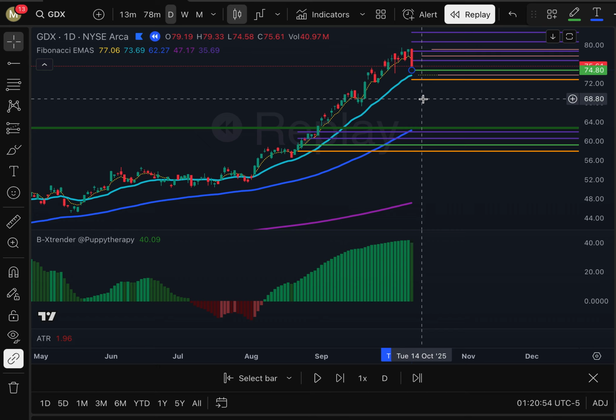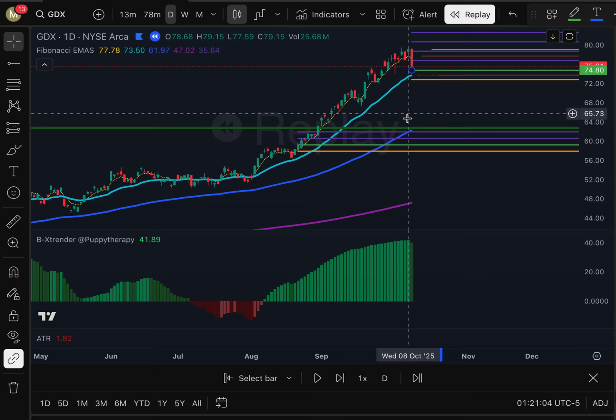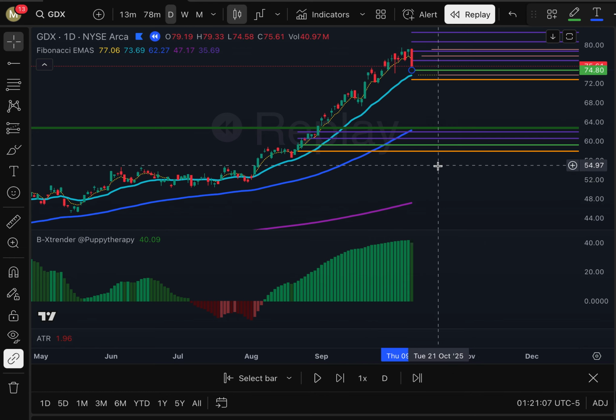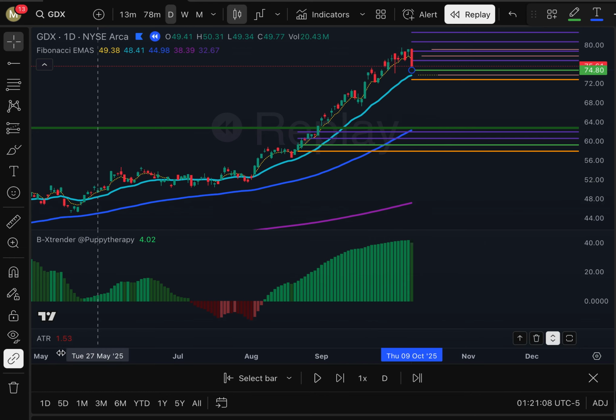The ATR is the average true range. That calculates the average range the stock moves on a daily basis, and I do that over the last 21 days. And the ATR down here in the bottom left corner was at 1.96.